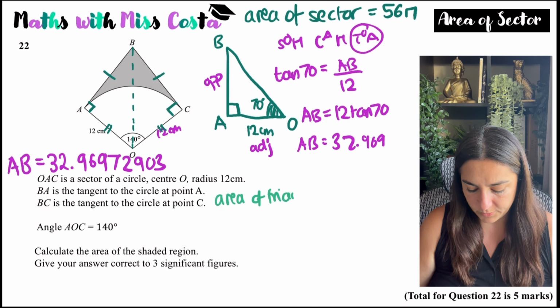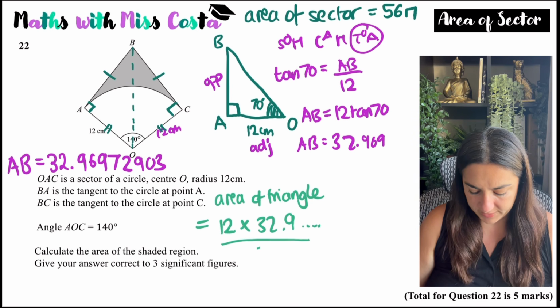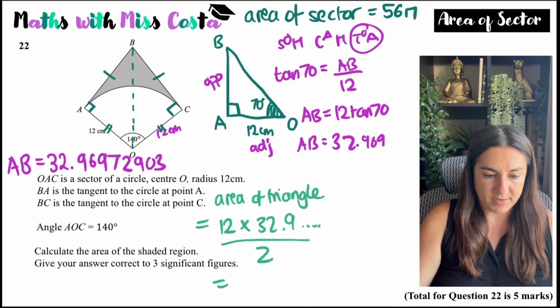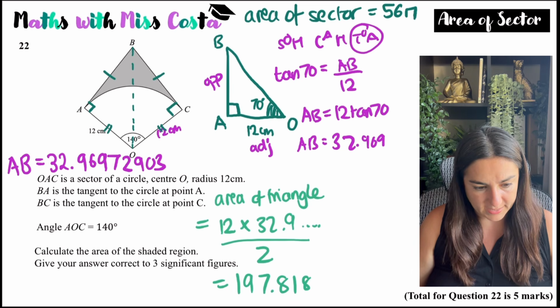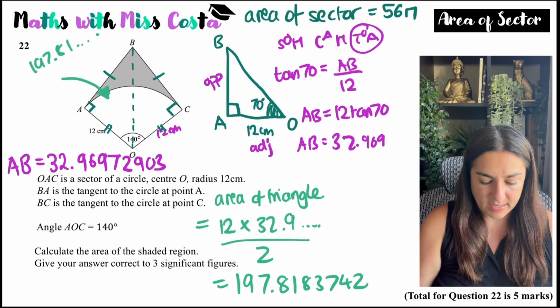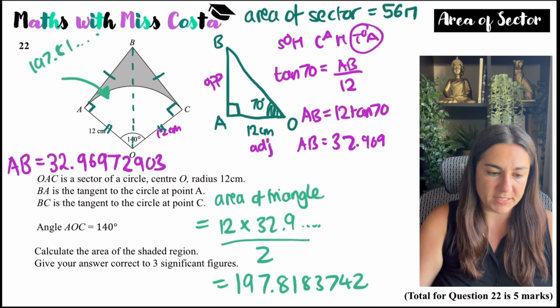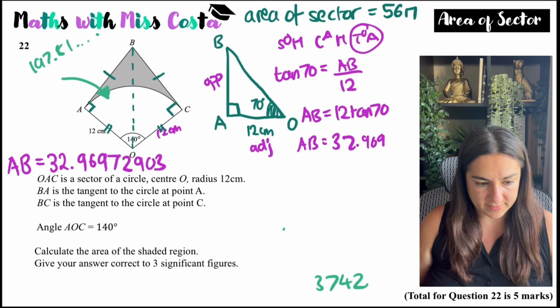So area of triangle is going to be base, which is 12, times by height, which is 32.9, divided by 2. So 12 times by answer divided by 2 is 197.818372. So that's the area of one triangle, so 197.81, and I'm going to times it by 2 to work out the area of the whole shape. So times by 2 is 395.